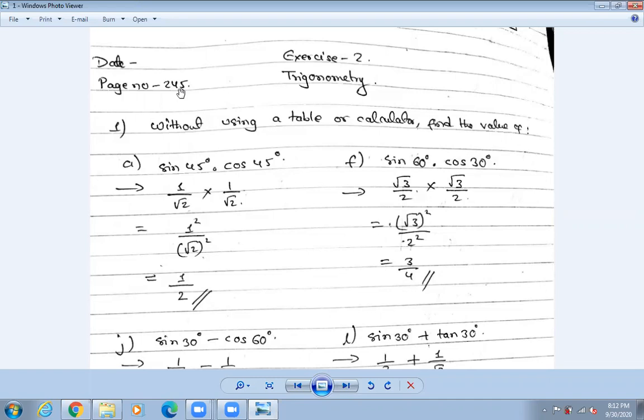Number 1: without using table or calculator, find the value of. That means we just have to put in the values and get the answer. So sine 45, cos 45. I think you know the values now, because for 2 days you have already taken the dose of medicine, that means the dose of formula. Three times a day, 4 times a day. If you still don't know it, increase your dose now: 7 times a day, 8 times a day. You need to memorize this.